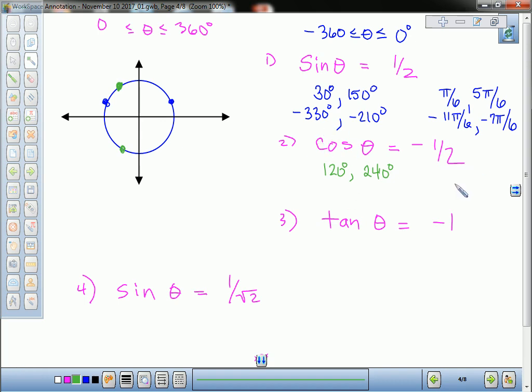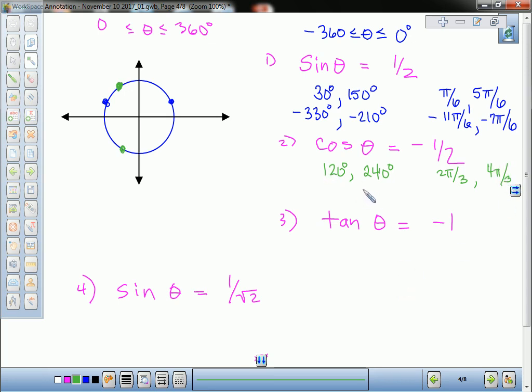So what would the radian measure that's equivalent to 120 degrees be? 2 pi over 3. Okay. And the radian measure for 240? 4 pi over 3. Okay.